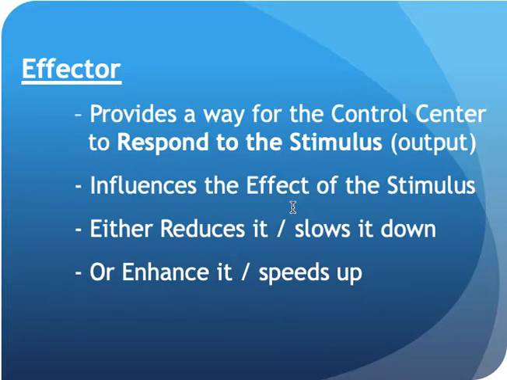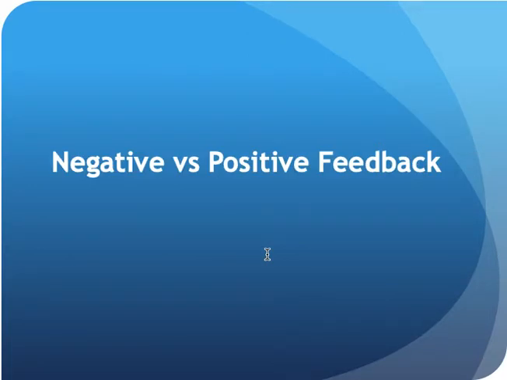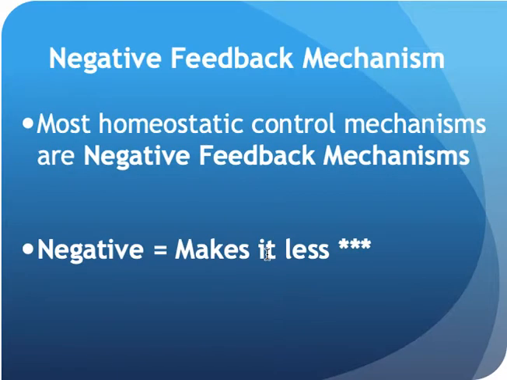Okay, so my effector provides a way for the control center to respond to the stimulus. This is my output, and it influences the effect of the stimulus. It's either going to reduce it or slow it down, or it's going to enhance it and speed it up. But again, it's working to bring me back to balance, or back to homeostasis. We also have negative versus positive feedback, and again, we're going to look at an example here in a second. But most homeostatic control mechanisms are going to be negative feedback mechanisms. Another very good multiple choice question. And negative means that it's going to make it less, or do the opposite of what's happening.